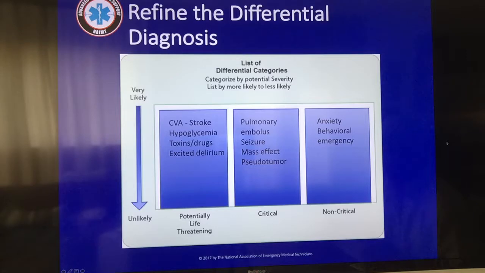What is our BLS stance and treatment here? What is our ALS stance and treatment? What would be our critical care issues that we think about?